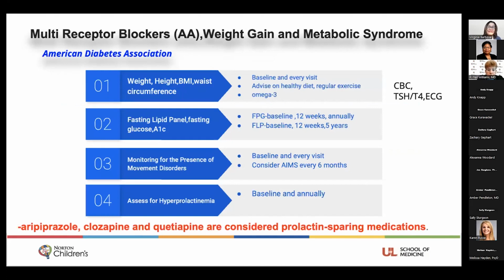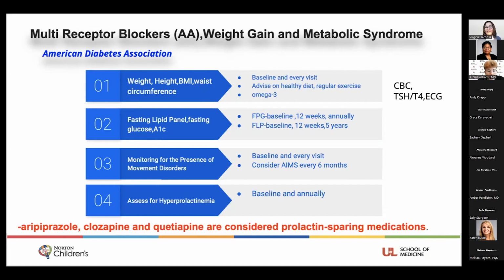In terms of the recommendations for minimizing weight gain and the risk of metabolic syndrome, the American Diabetes Association recommends monitoring weight and height at baseline, and always advising in terms of healthy diet and regular exercise. And omega-3 has been, I'd say, highly effective, and also with some evidence that it can improve irritability directly. Monitoring fasting lipid panel and glucose, and monitoring for the presence of movement disorders, and that will sometimes be very difficult to do if we are doing the Abnormal Involuntary Movement Scale.